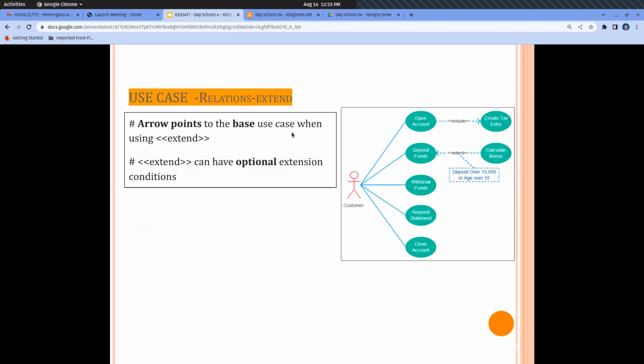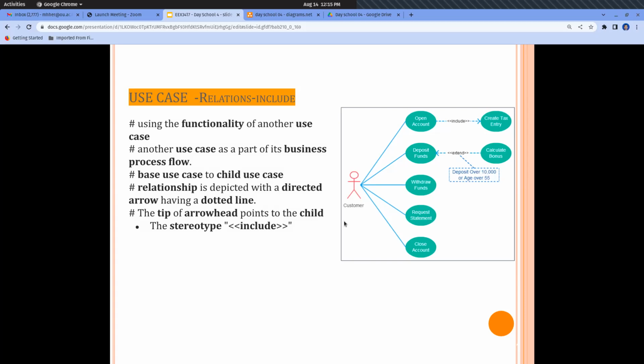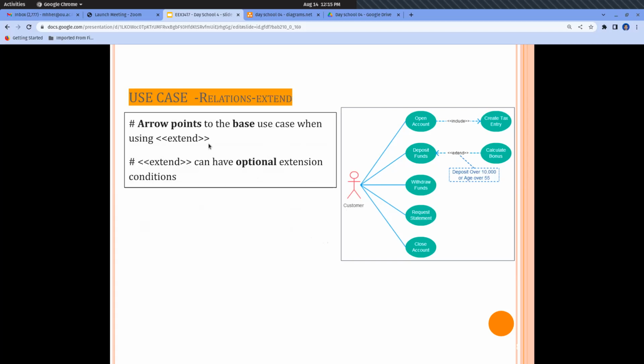The arrow points to the base use case when using extend. But in include, the arrow points from the base to the child. In extend, the arrow goes from the child to the base. The arrow points to the base use case when using extend. Extend can have optional extension conditions. This is the condition.